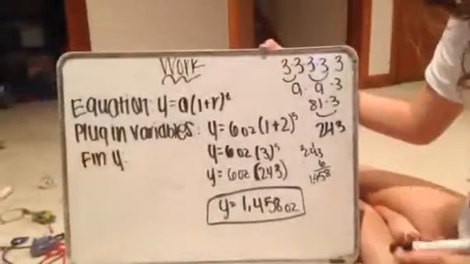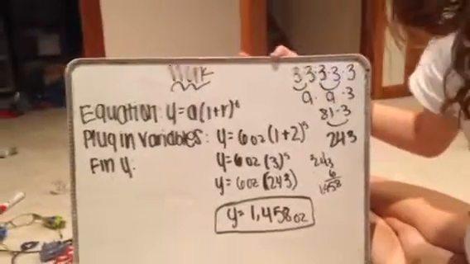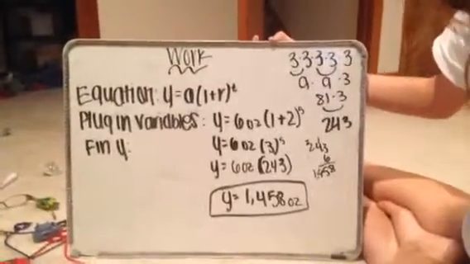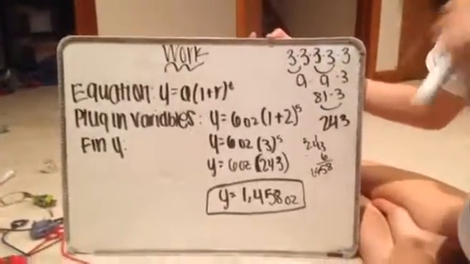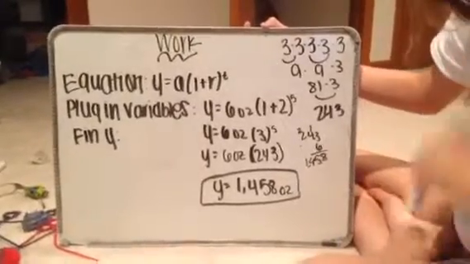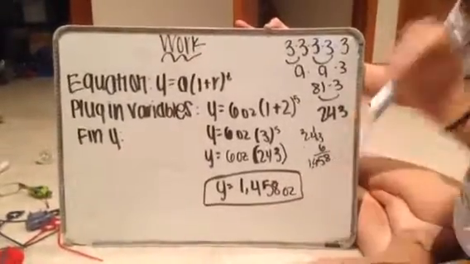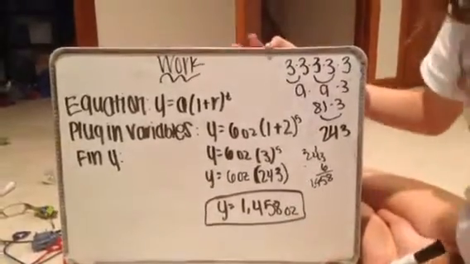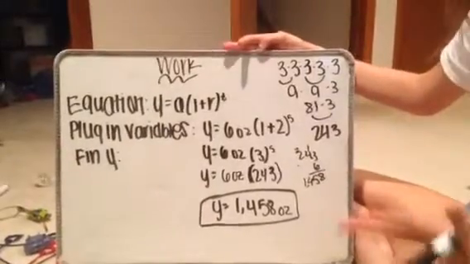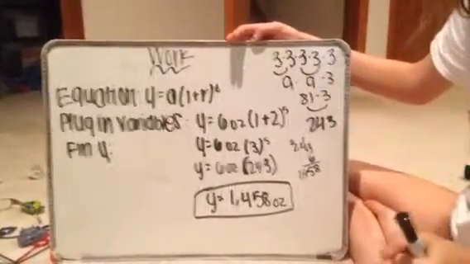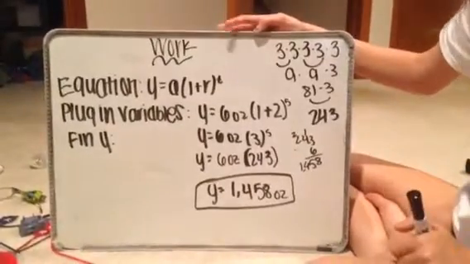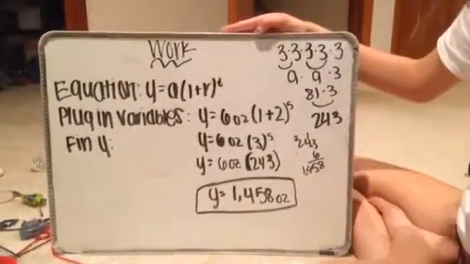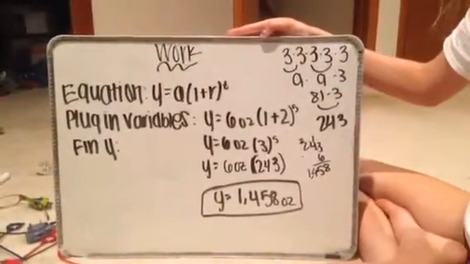Okay, so here's how to find the answer that the word problem asked us. First of all, do not forget the equation for exponential growth. The equation is, just for a reminder, y equals a, open parentheses, 1 plus r, close parentheses, to the power of t. So the first step in finding out the answer is plugging in all variables. So once we plug it in, we have y equals 6 ounces, open parentheses, 1 plus 2, close parentheses, to the power of 5. Then all we have to do is find y, and then you have the answer.